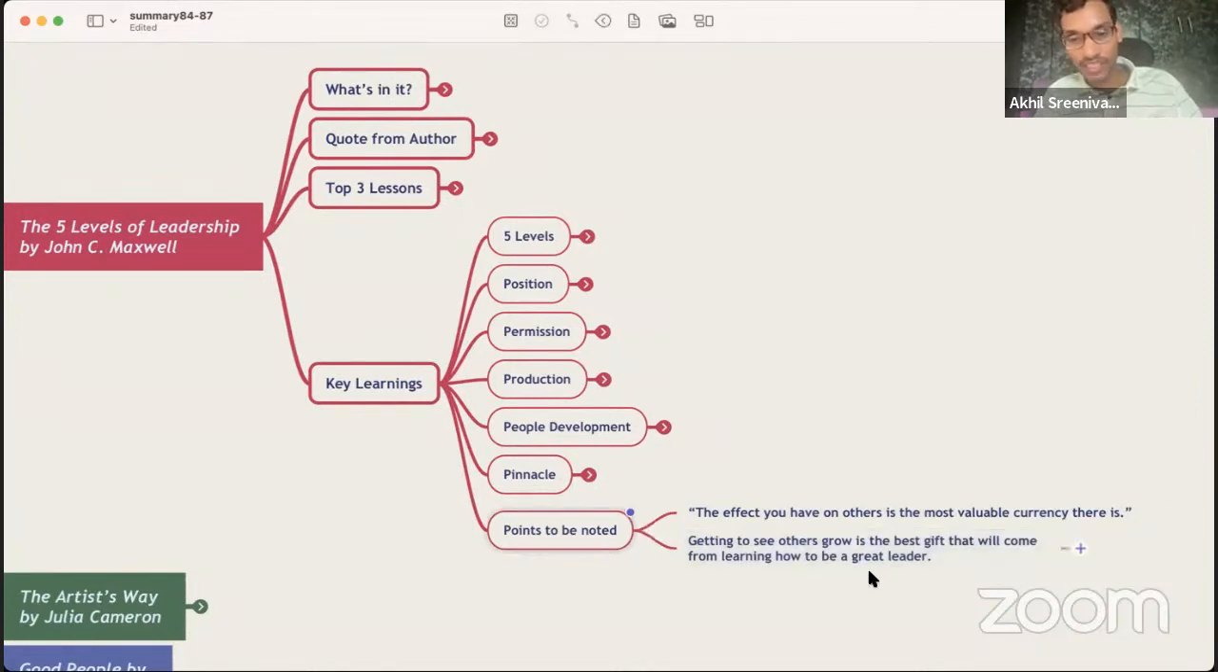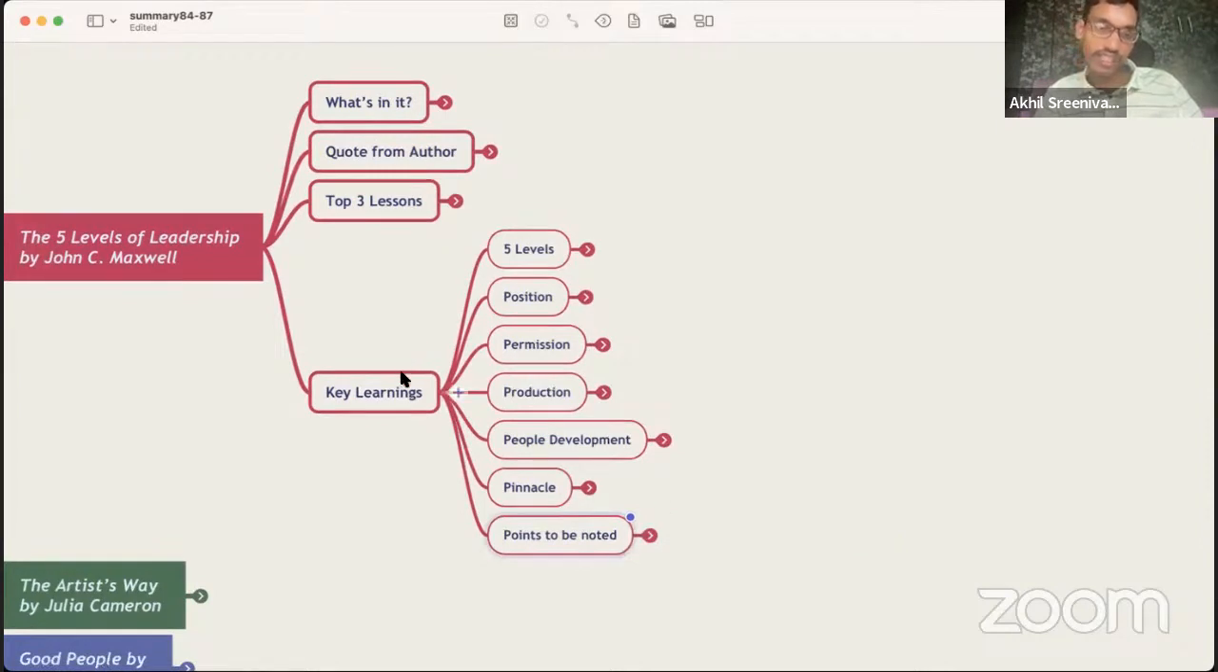So this is another key lesson. Impact others, see others' growth as the best gift, and learn from others. These are the three powerful points to be noted.